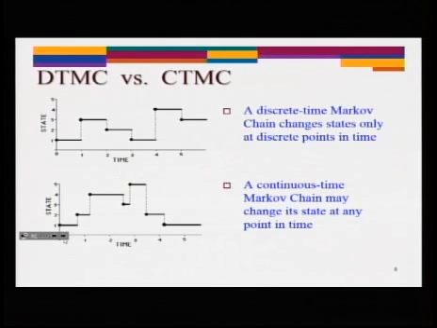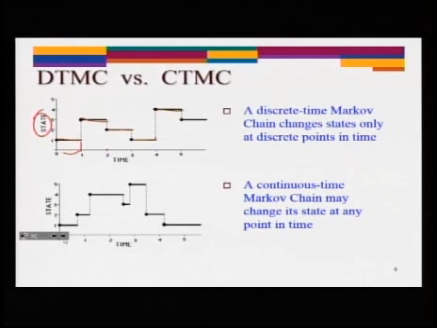Okay? See here, in the discrete time Markov chain, these states are changed only at discrete points in time, right? After, let's say, 1 hour, the state has been changed. And then, after another hour, the state has been changed, and so on, right?